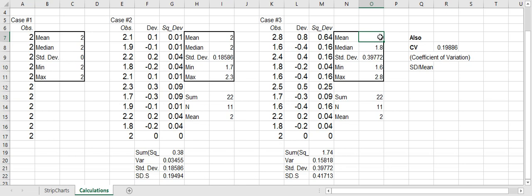And so again, I did the same thing. 2.8 minus 2 is 0.8. 1.6 minus 2 is negative 0.4. And we know 4 times 4 is 16, and 8 times 8 is 64. These are squared. And I do the same thing: we sum them up and get the variance when we divide, and then we take the square root. All right, so that's simply doing it by hand.